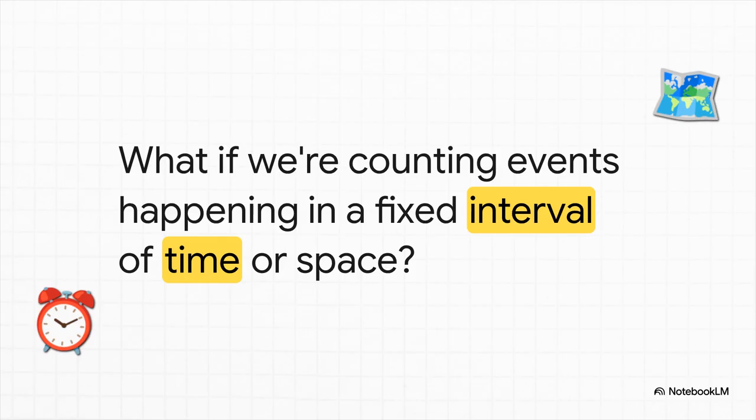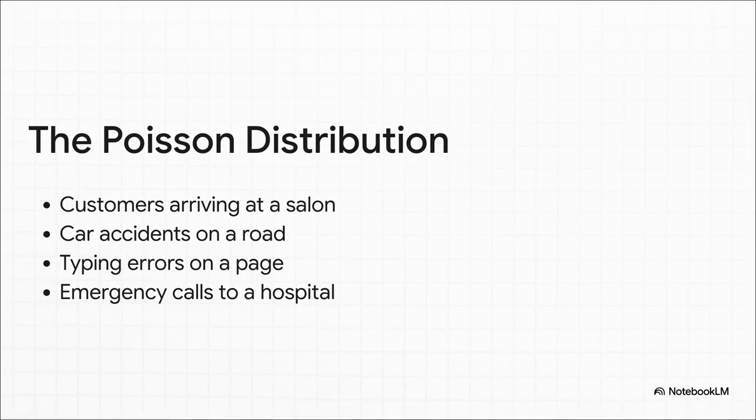But what if your question is a little different? What if you need to count how many times something happens over a continuous period, like in an hour, or over a certain area, like a square mile? For that job, we need the Poisson distribution.